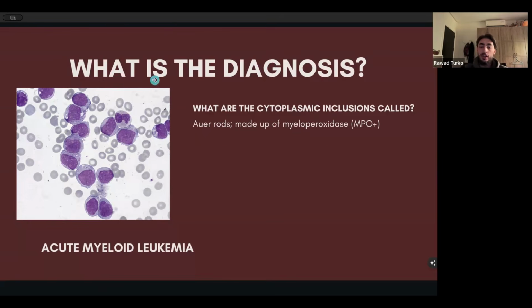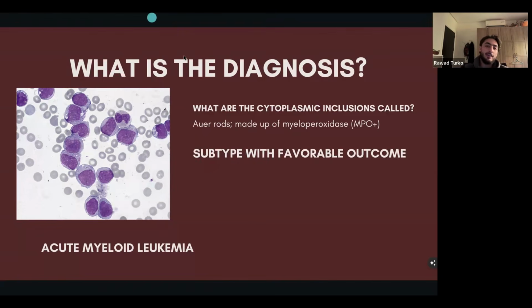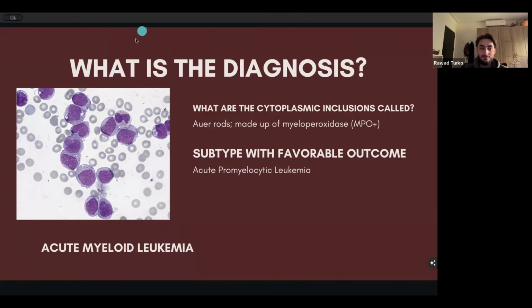Now, who can tell me one subtype of AML that has a favorable outcome, but is also associated with a very high risk complication? Yeah, that's APML, acute promyelocytic leukemia. Perfect. Okay, poor prognostic factors. Who can tell me?